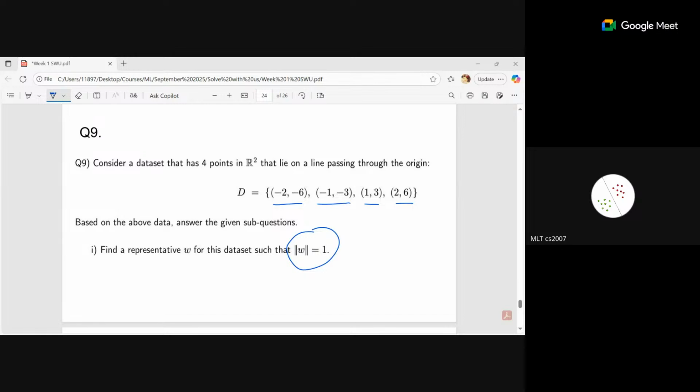Anyone else who wants to give your answer? I see 3 already. You need to find, very simple question. You're given this data set. You need to find representative W for this data set. Representative as in, what is that vector that can represent all of these data points that is given to you?